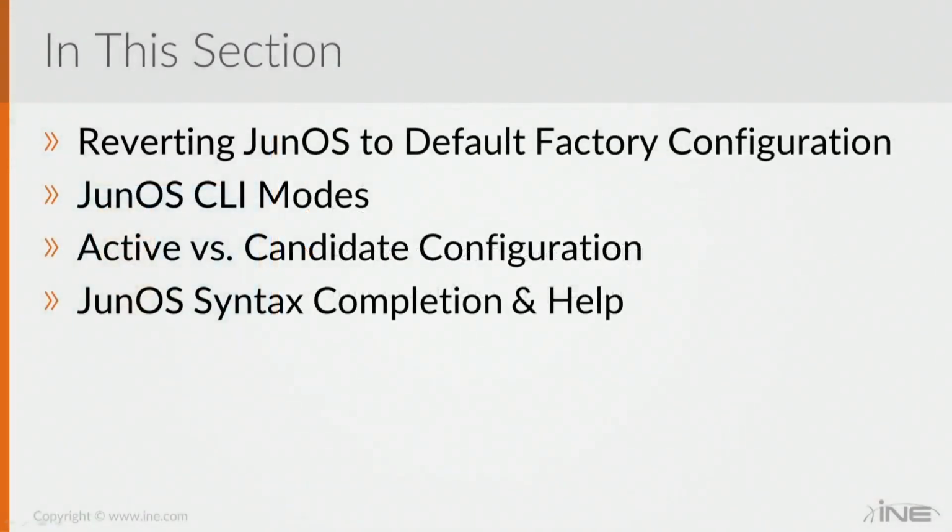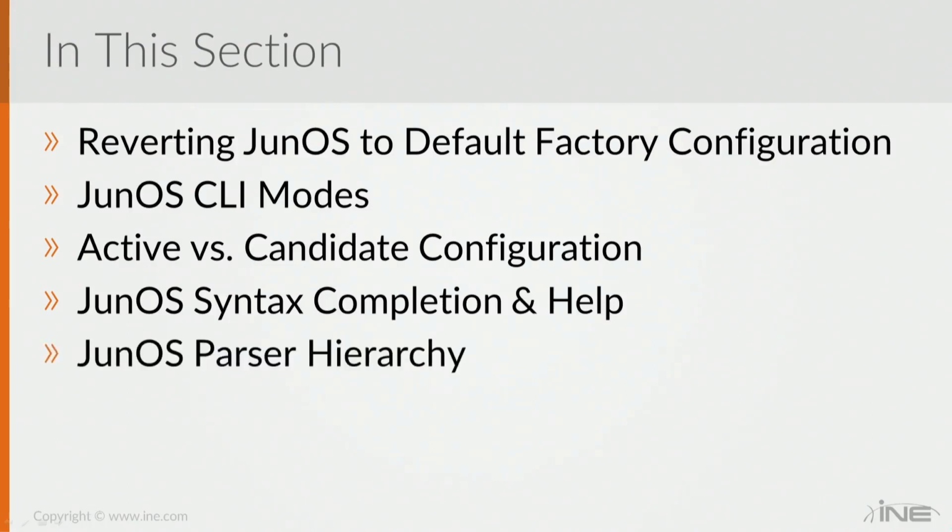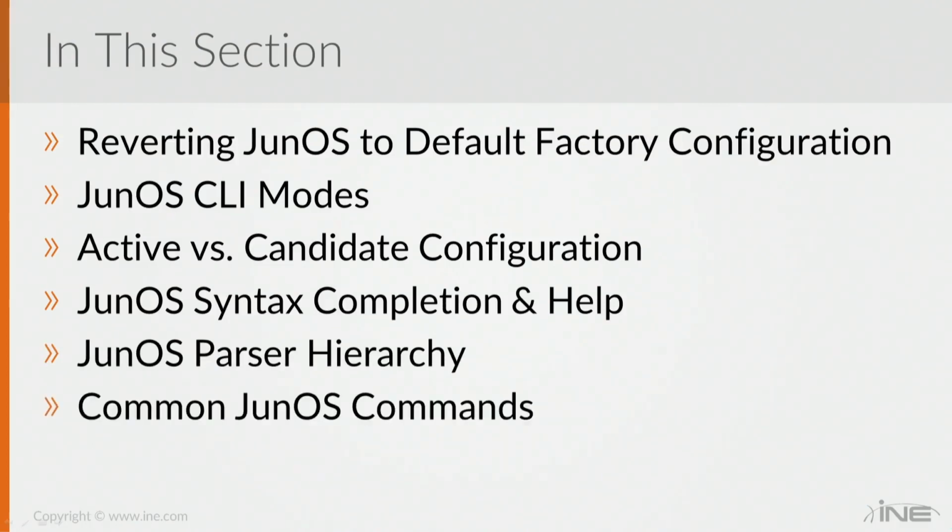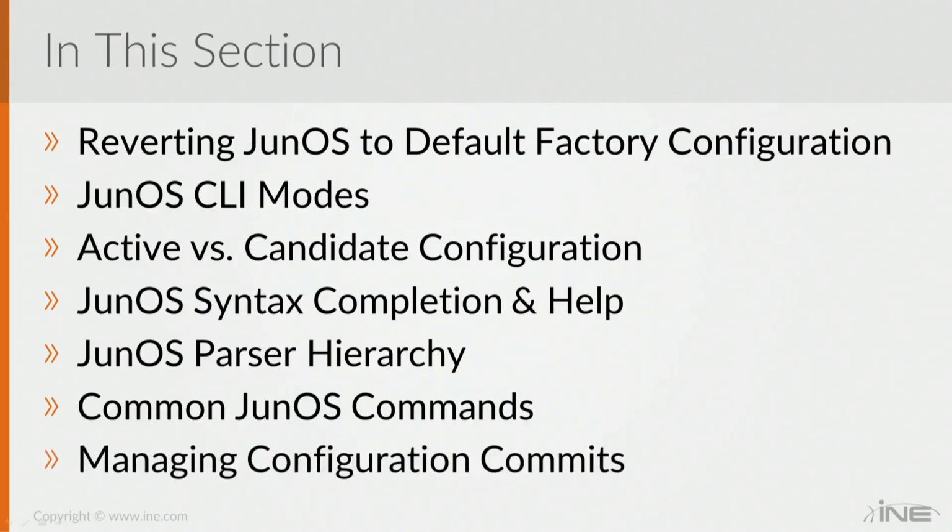We'll talk about how we can get help from the syntax point of view or from the CLI point of view. If you don't know how to do the syntax for a particular implementation, there's a number of different ways that you can get help directly from the CLI. We'll talk about the parser hierarchy and how this works a little bit differently than the iOS hierarchy. Talk about some of the common commands, and then finally talk about how we manage the different configurations and their commits.